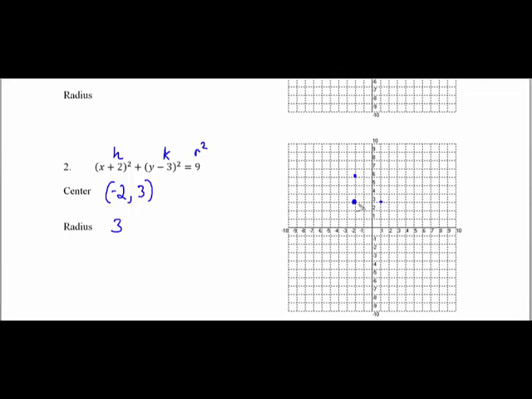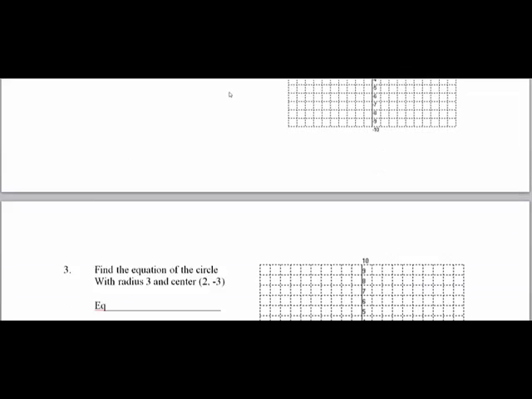1, 2, 3, 1, 2, 3, 1, 2, 3. In either direction, we make a beautiful circle here. There it is. There is my circle. All right, let's do two more before the end of this video here.